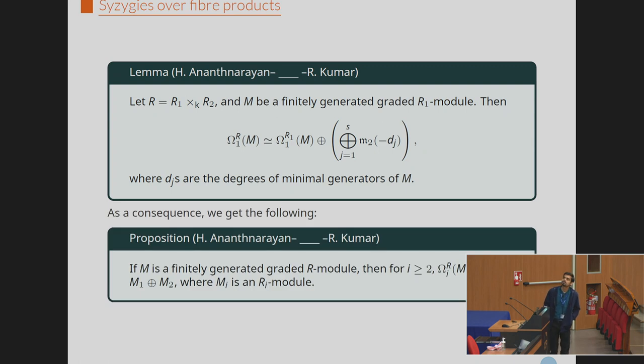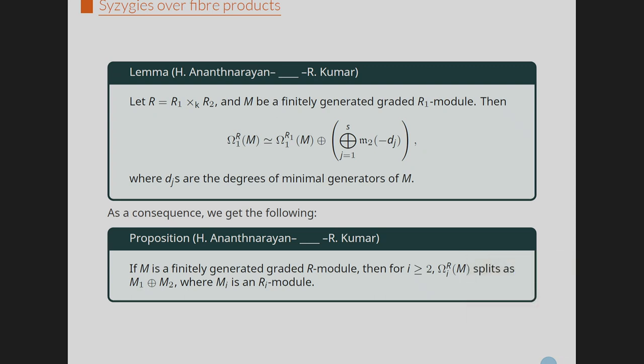And with some more work, we were able to show that if you start with any R-module, then its second syzygy module can be decomposed into an R1-module and an R2-module. So we had to analyze the first syzygy of a module, that is a submodule of a free module, because the first syzygy of M is a submodule of a free module. And once we have this decomposition, we can use this lemma to get some information about higher syzygies.